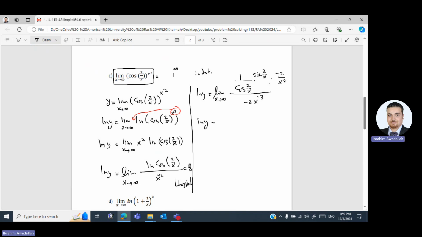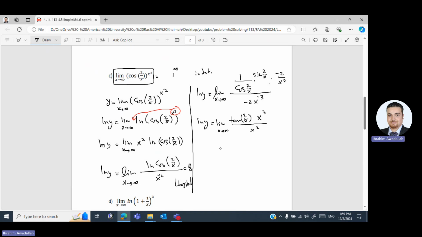ln y equals sine divided by cosine, it's a tan 2 over x, and x to the power minus 3 would go up as x to the power 3. All of it divided by x squared, limit x goes to infinity.